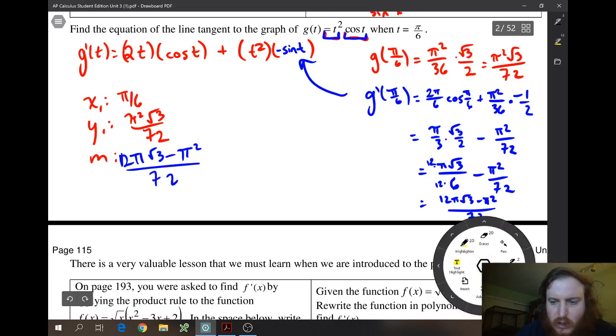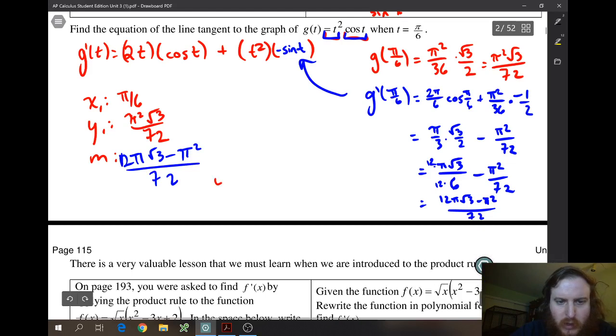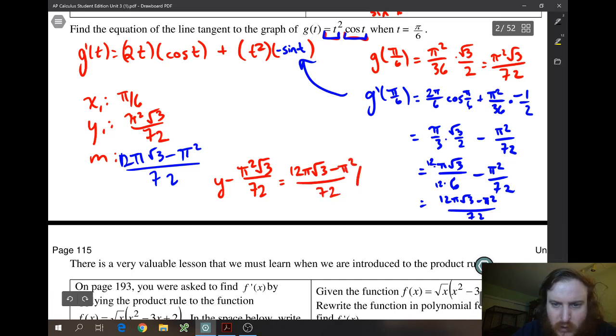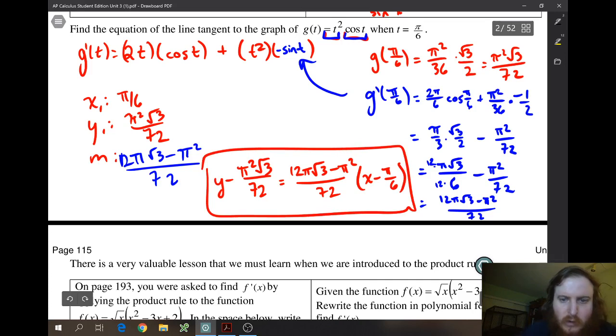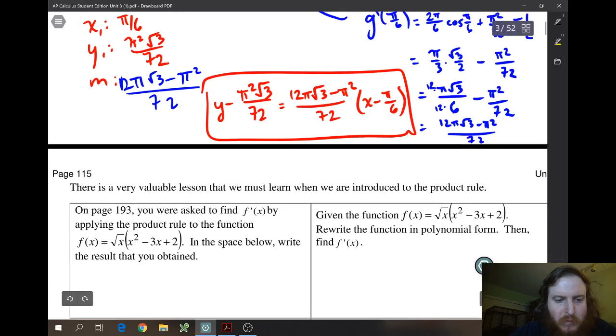So this gives us our equation of the tangent line: y minus pi squared square root of 3 over 72 equals 12 pi square root of 3 minus pi squared over 72 times x minus pi over 6. There's a lot. And most of the time we're not going to get it that complicated, but just practicing.